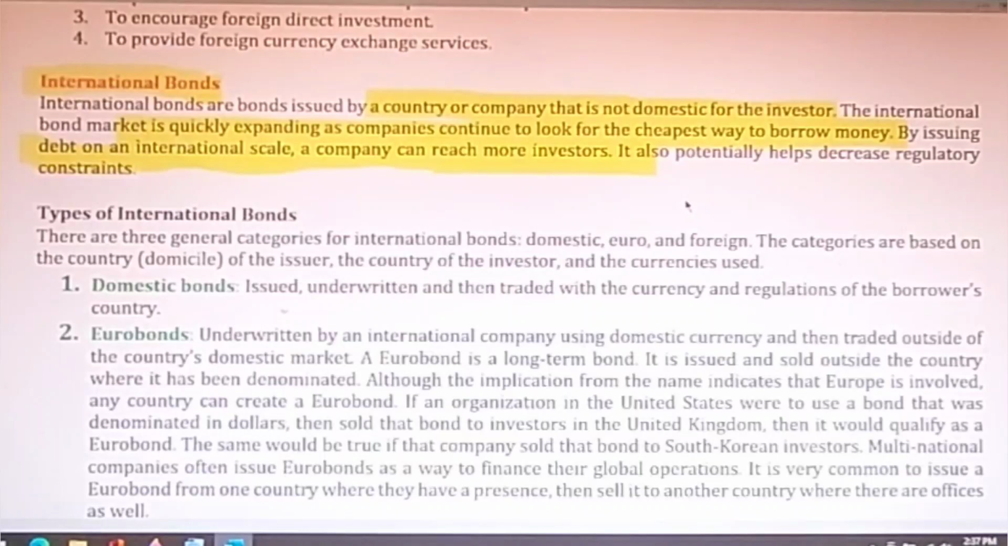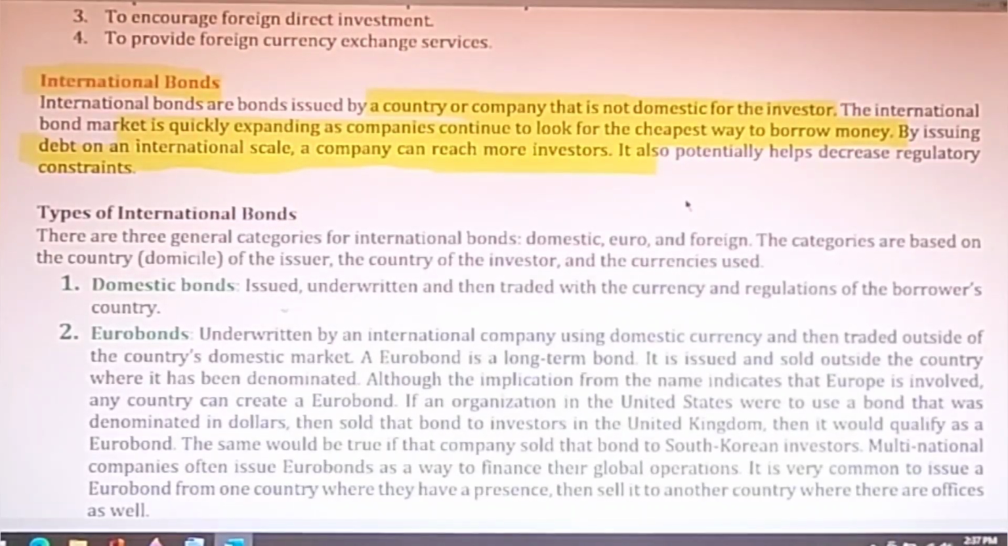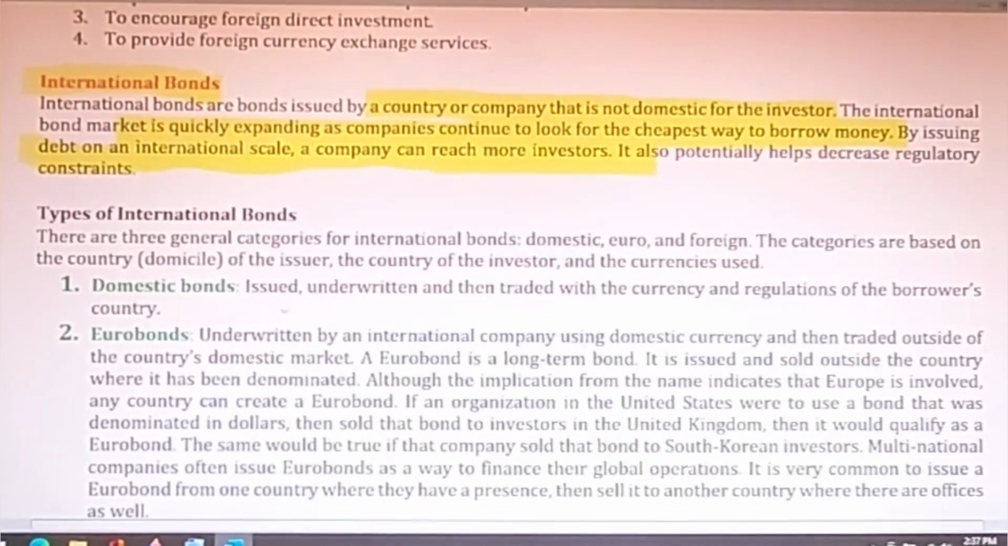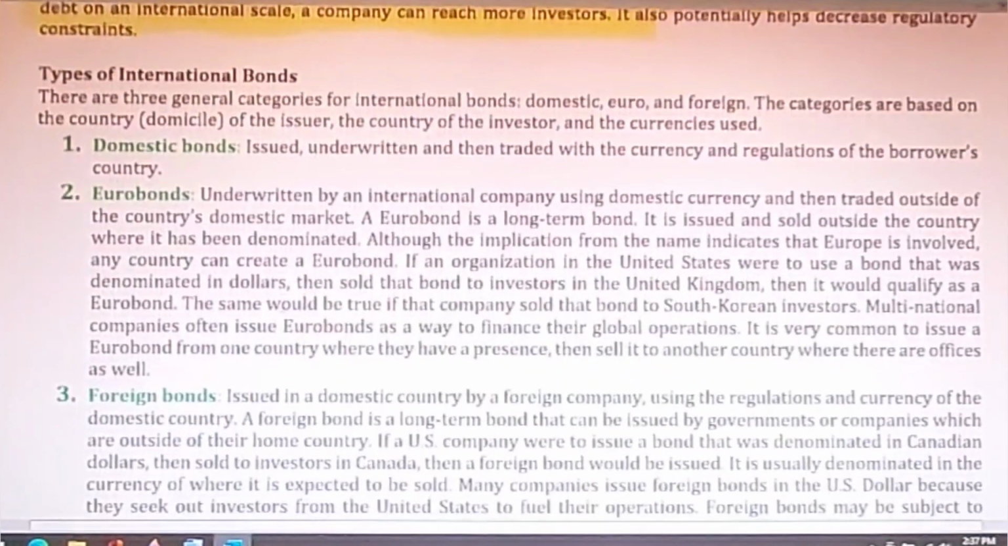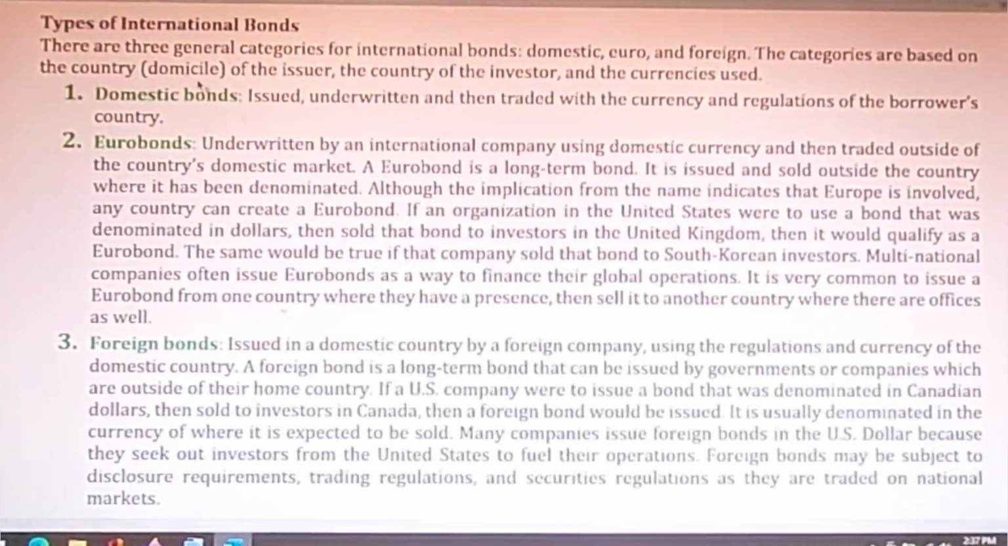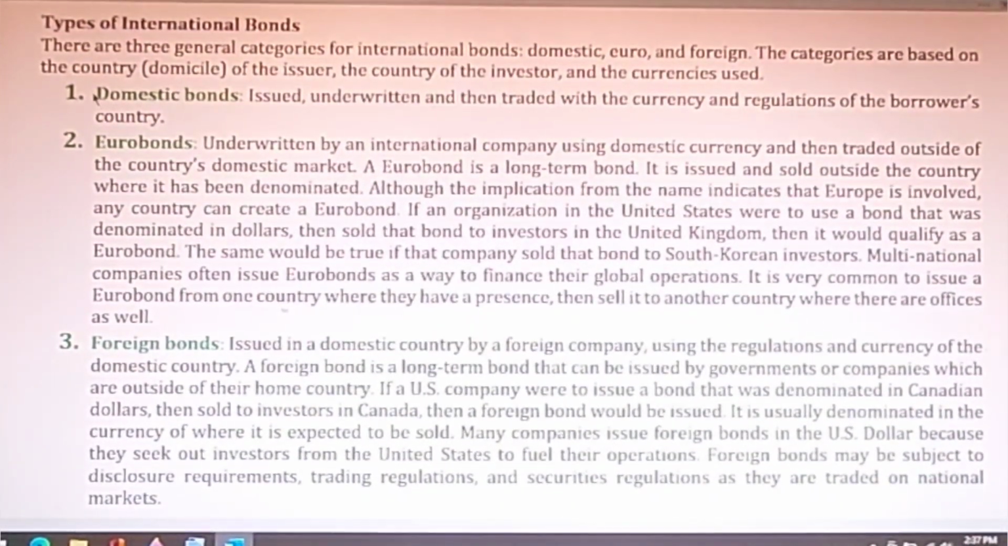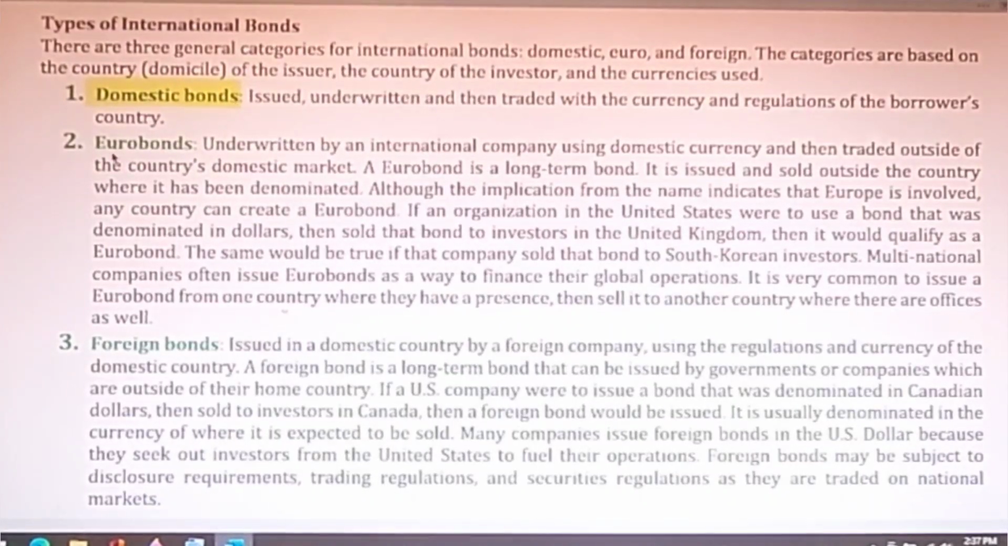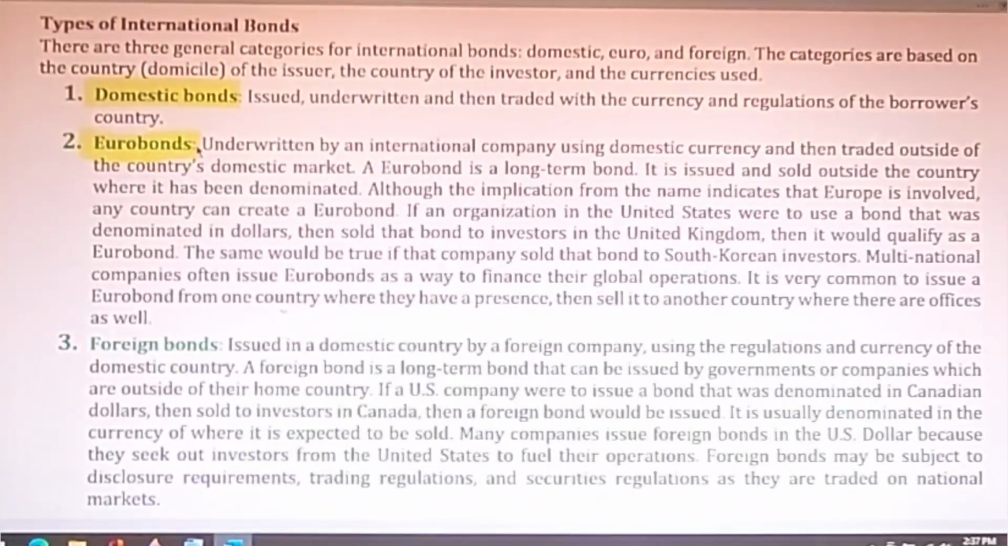That means it can attract more investment, foreign investment. And there are different types of these international bonds that I have written here. The first one is domestic bonds. Then we have euro bonds. Now this is the most important one.